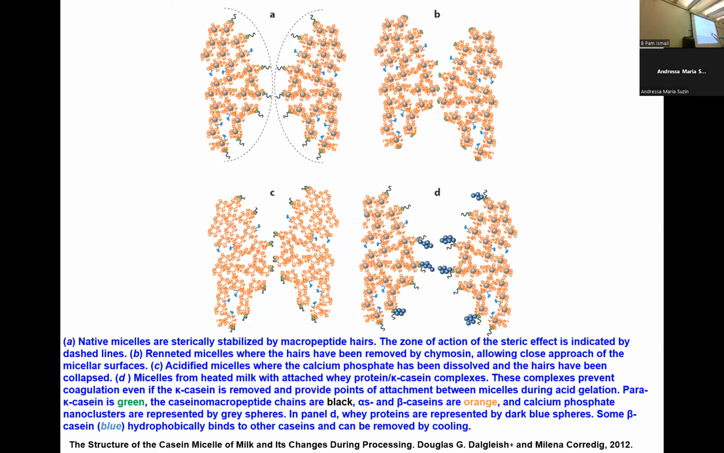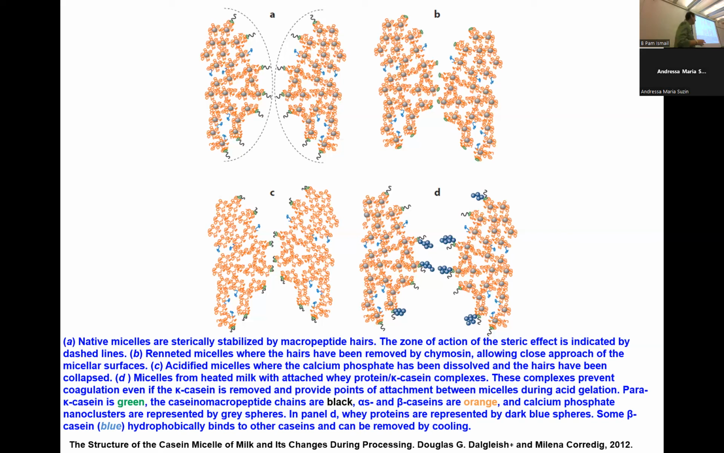Sometimes we don't want them. If we have the blue protein, beta-lactoglobulin, interacting with the kappa casein, the enzyme will not recognize the site, which hinders cheese formation. But sometimes whey protein is added to yogurt to enhance gelation through this formation of protein. So it is good in one way, but it's not good in another.